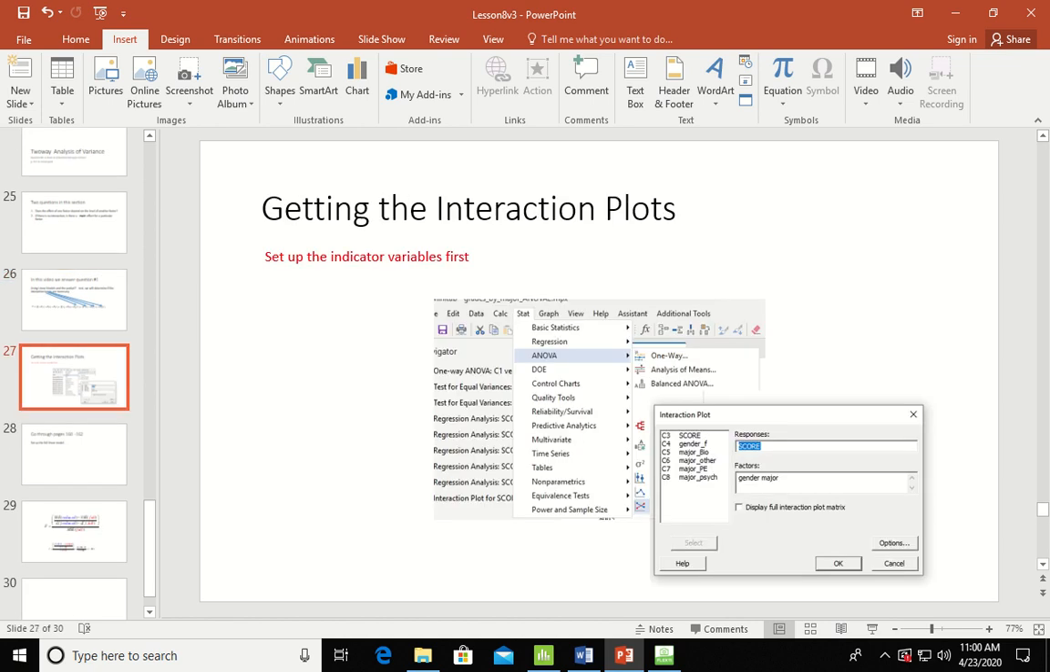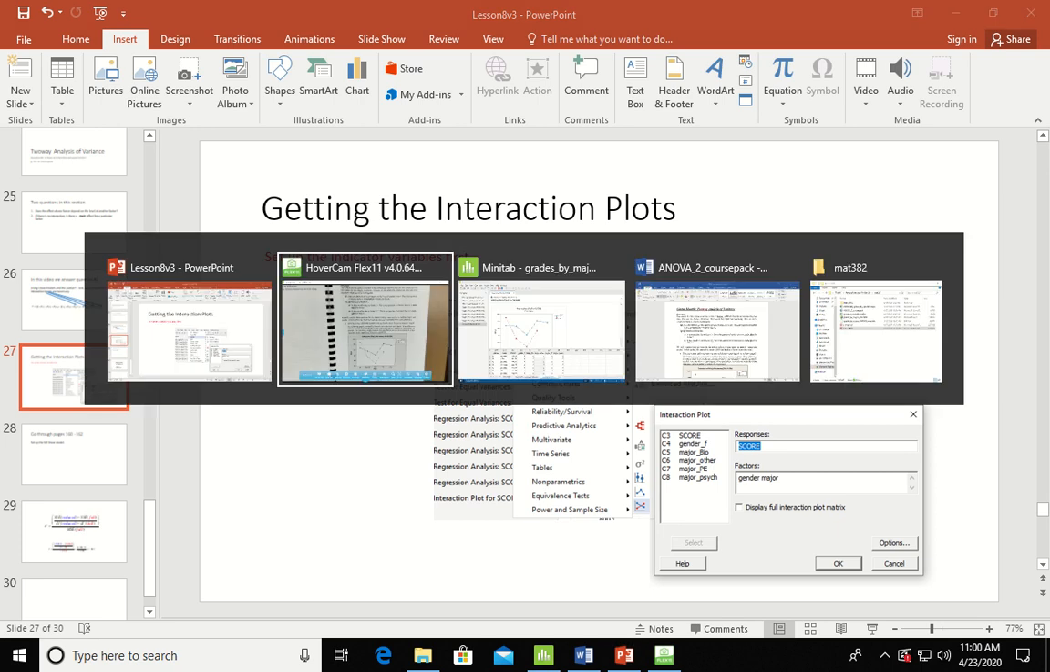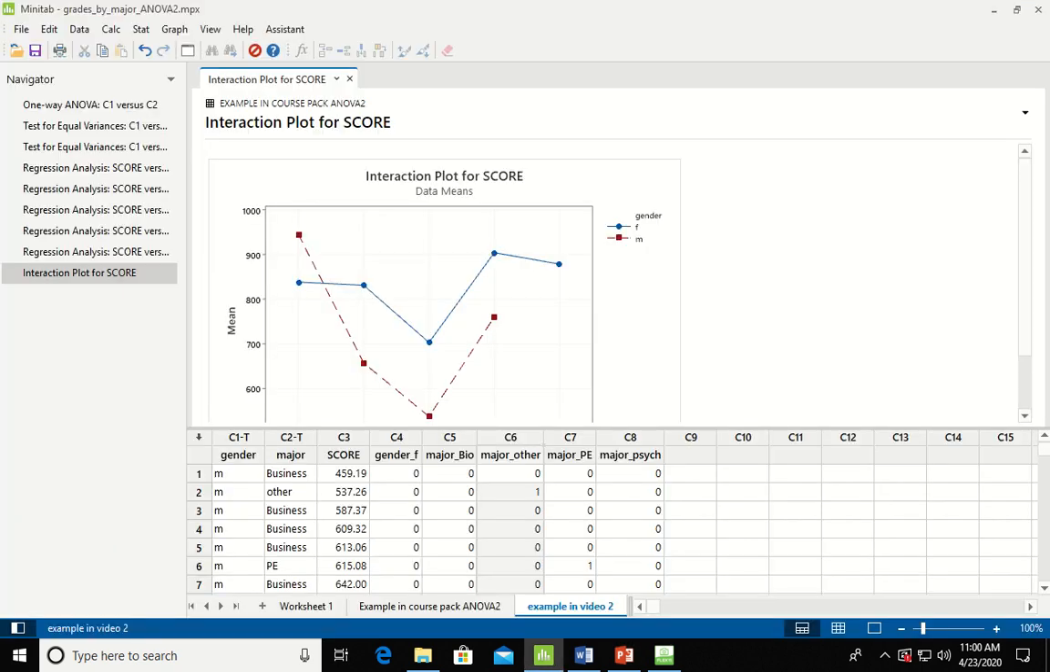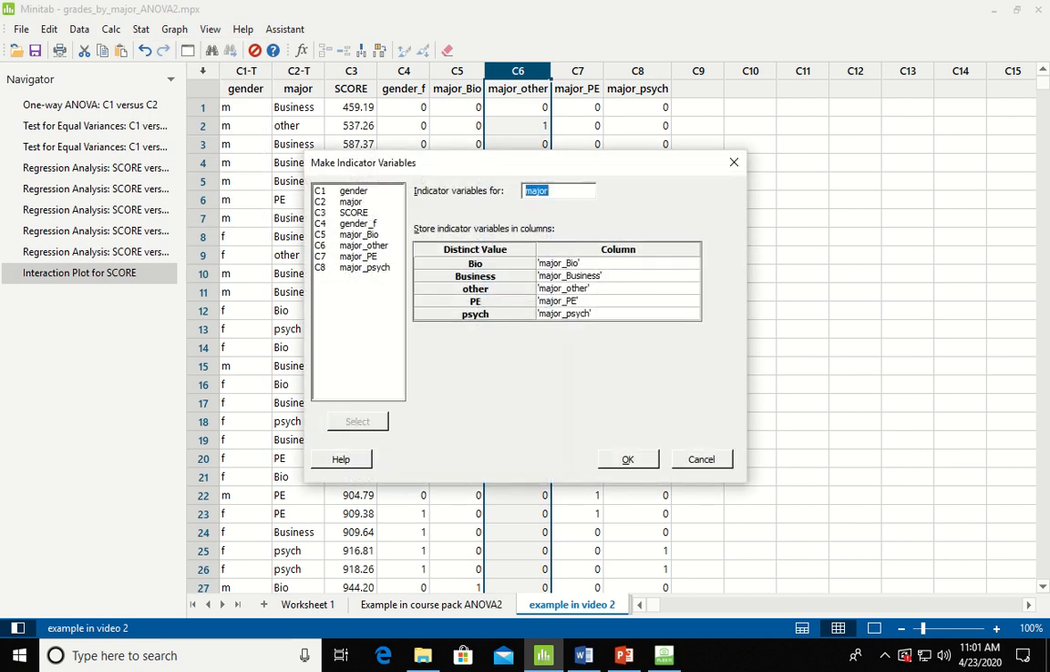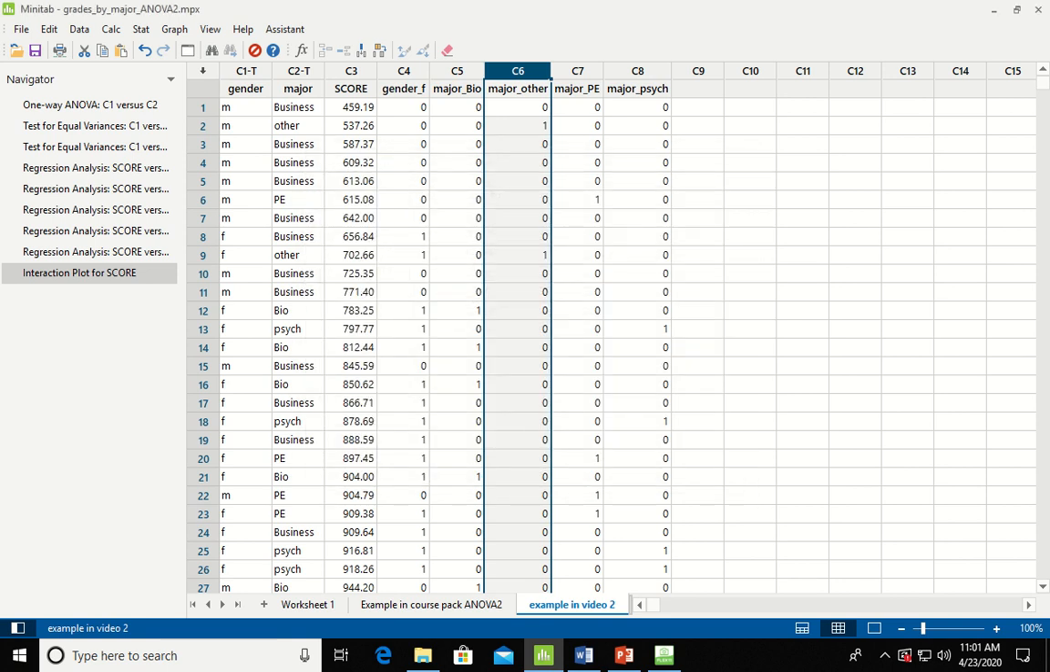All right, so let's talk about the interaction plots. If you're on page 157, let's see if we can set up those plots that we have there. The first thing you want to do is set up the indicator variables. And to set up the indicator variables, remember you would go to Calc and make indicator variables. Say you did one for major, you would get these distinct values. And I would suggest you delete business because that's going to be our reference variable. So I did this both for gender and for the majors.